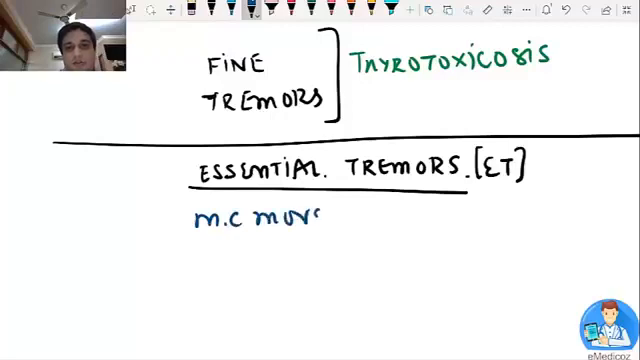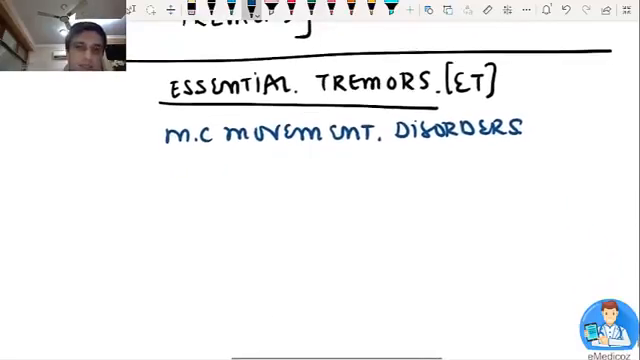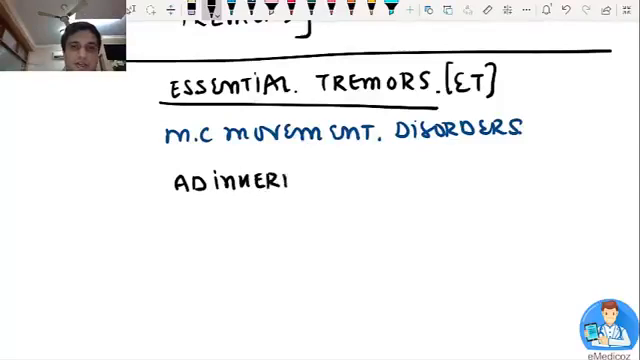So when I look at all the movement disorders that I've got with me, out of all the movement disorders, essential tremor happens to be the most common movement disorder. Now, a few essential points on this. The essential tremors come down in the family tree in an autosomal dominant trait. So autosomal dominant inheritance of the disease is seen with them, right?